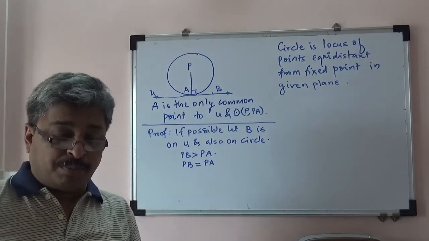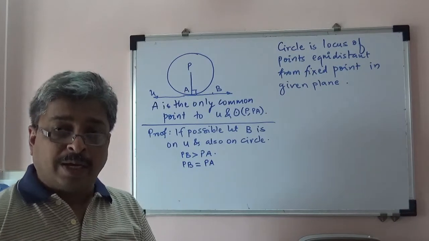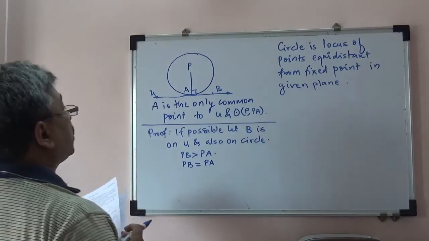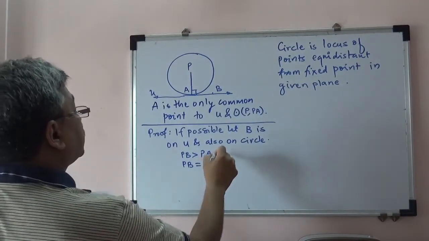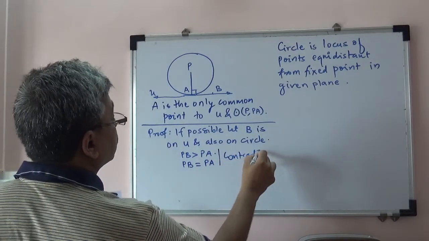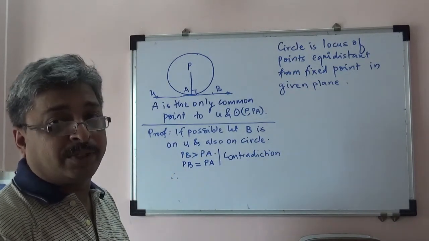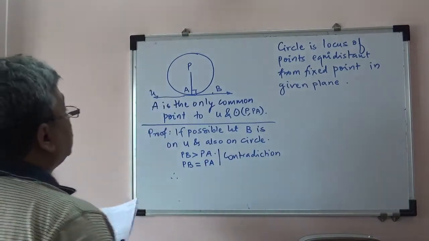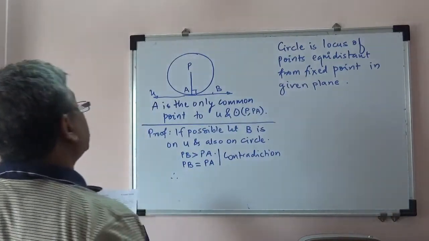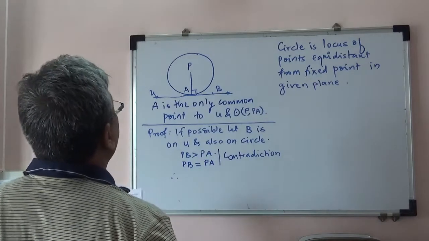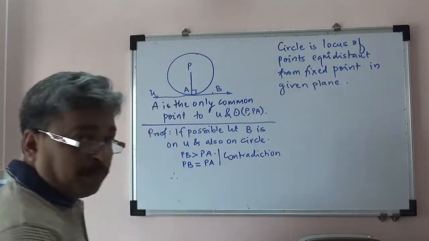So if B is on U, then earlier proof we have done that PB is greater than PA, and now if we want B also to be on circle, then by definition of circle they must be equidistant, and hence contradiction. Therefore A is the only point on the circle and which is on line U. So this is very important result, that any other point on U cannot be on the circle because it is at a higher distance compared to point A, and we have proved that PA is the shortest distance. Okay, so this was a simple idea.